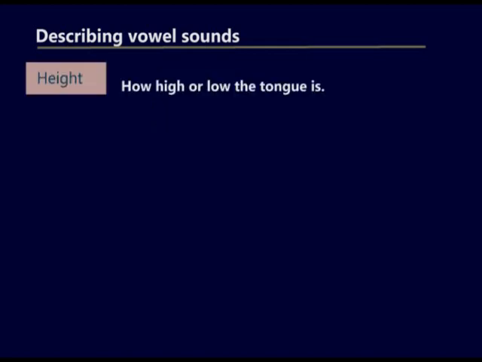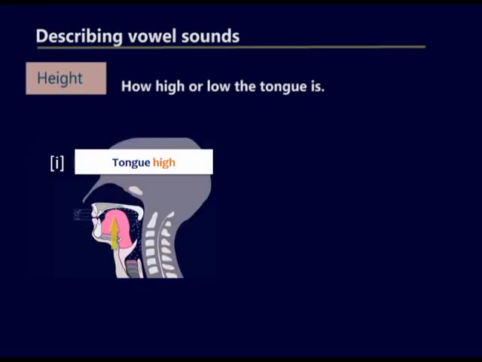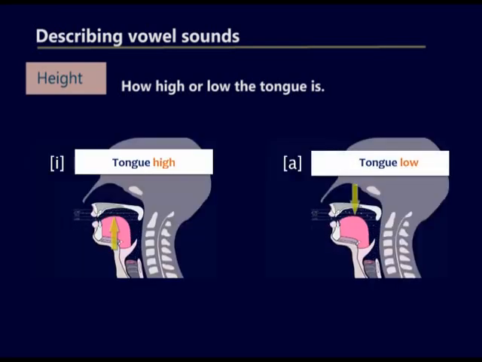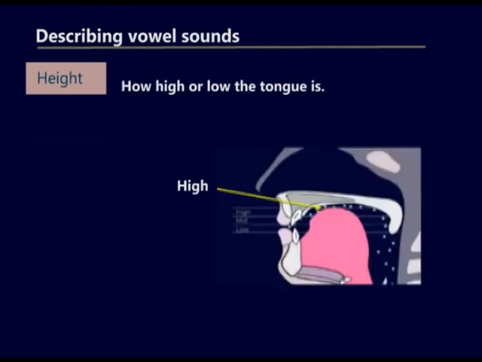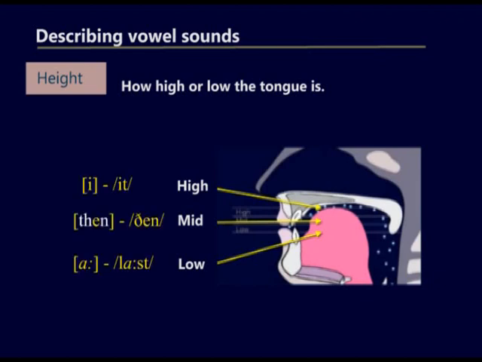Height refers to how high or low the tongue is in the mouth when producing the vowel. For example, consider the vowel sounds E and Ah. If you say both of these vowels in succession, you should feel your tongue going up and down as you say E, Ah, E, Ah. In terms of height, vowels are either considered high, mid, or low. E is an example of a high vowel, and Ah is an example of a low vowel.